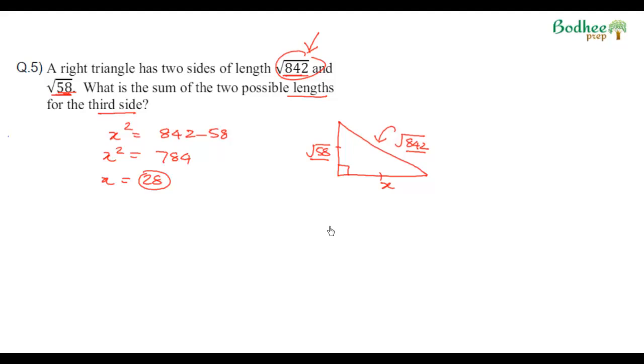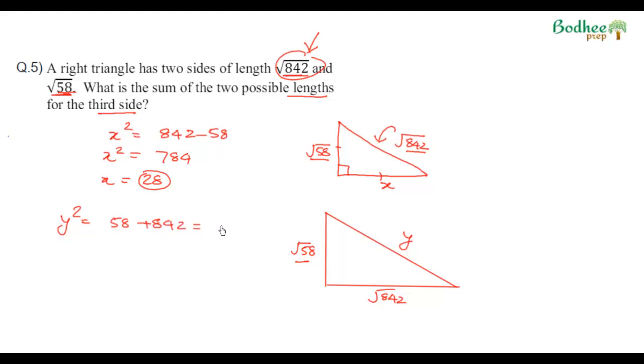The other possibility is that none of these values is the hypotenuse. Rather, these are the other two sides other than the hypotenuse. So suppose this is under root of 58 and this is under root of 842. So the hypotenuse is say y. So y square could be the square of this, 58, plus the square of this, 842. On calculation, 58 plus 842 comes out to be 900. So the value of y would be under root of this, which is 30.